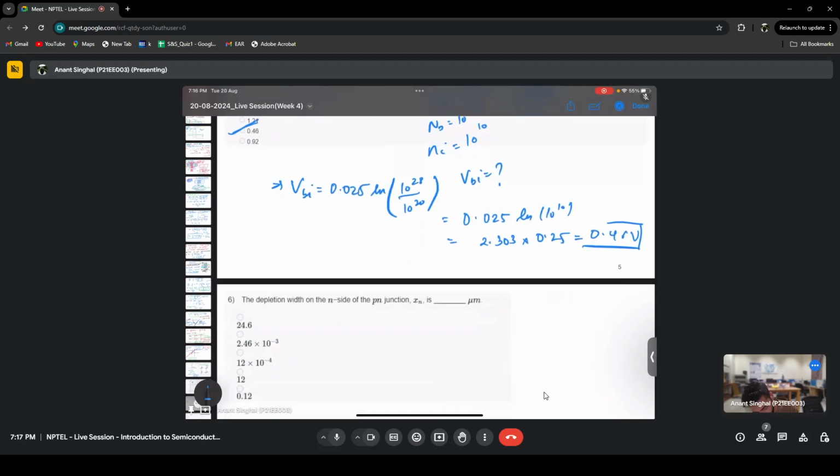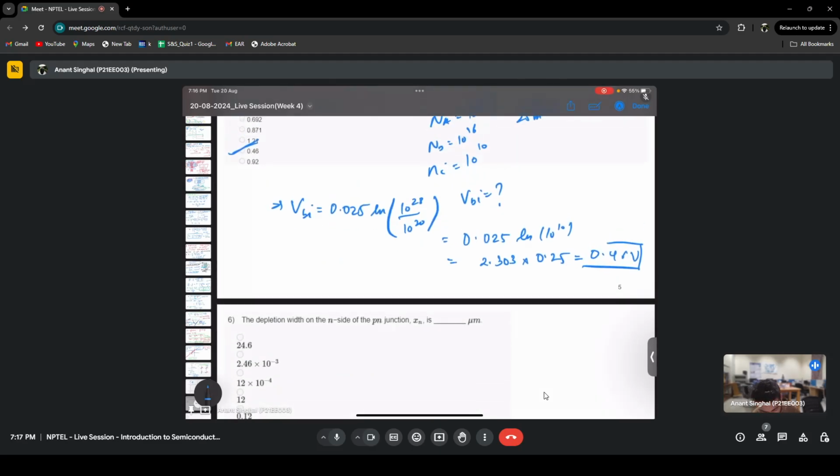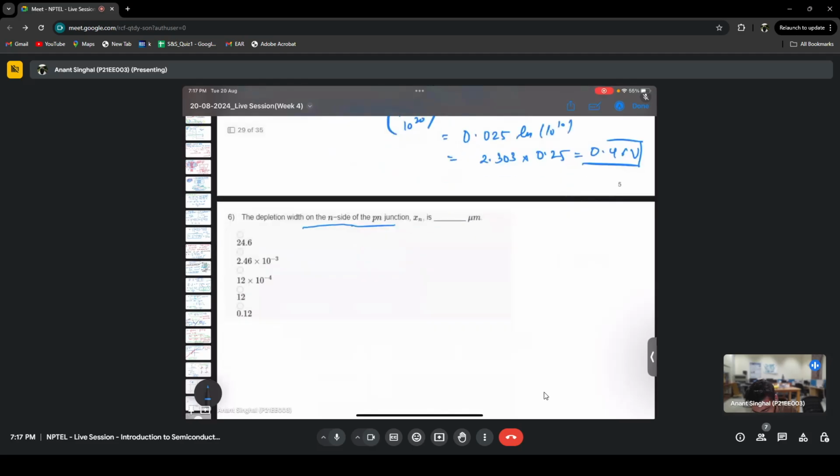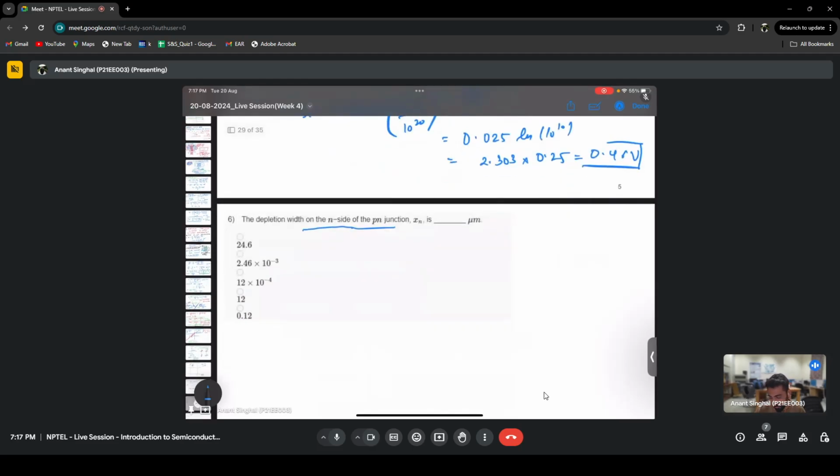So that is good. Now for the same case, we need to find the depletion width of the N side. Since we don't have much time, I'll skip the derivation for the width of the depletion junction for now, which is given in this question as 24.6 micrometer. I'll let you know some formulas that will help you solve it as a shortcut.